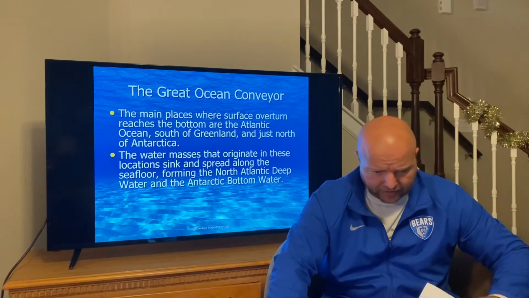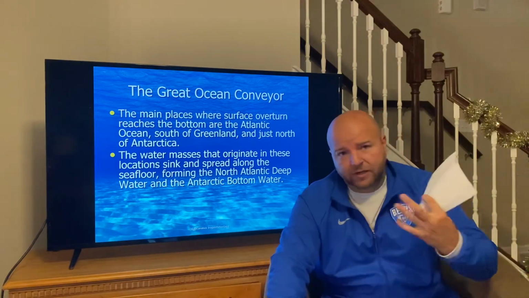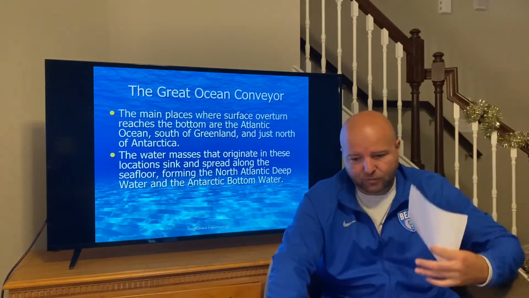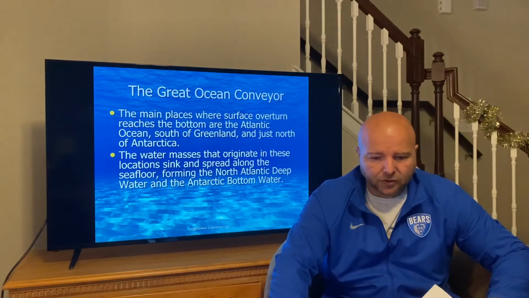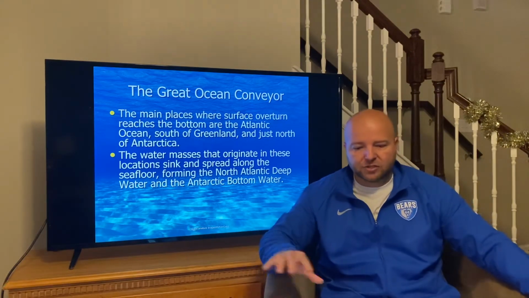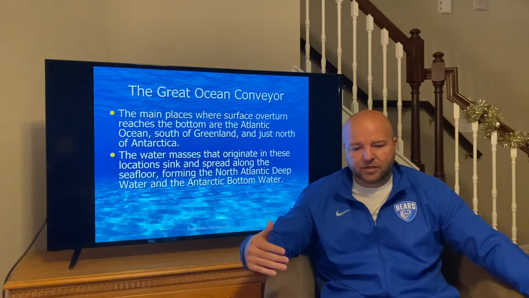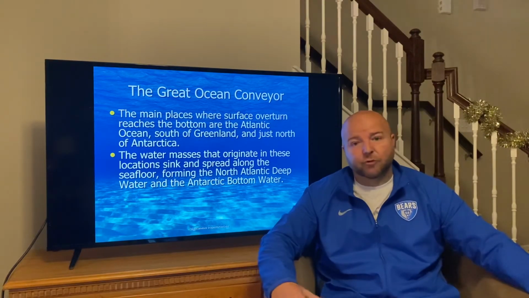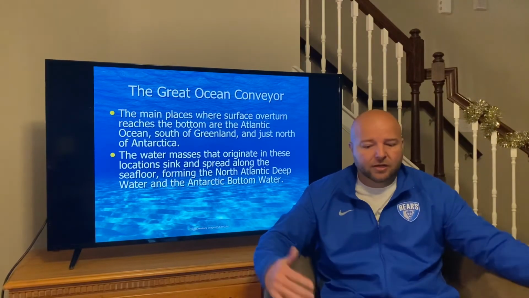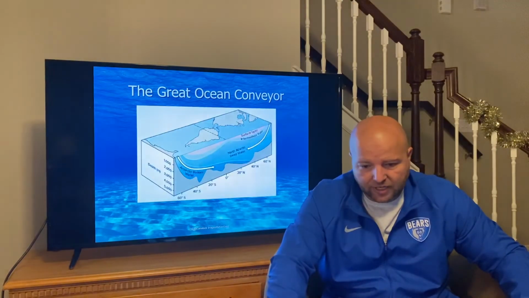You don't have to write any of that down. Main places, again, you're not writing anything down off of this slide either. You do have one more, I believe, where you'll be writing some information. All right, so the main places where surface overturn reaches the bottom are the Atlantic Ocean, south of Greenland, and then just north of Antarctica. Water masses that originate in these locations sink and spread along the seafloor, forming the North Atlantic deep water and the Antarctic bottom layer. Don't worry about having any of that memorized.